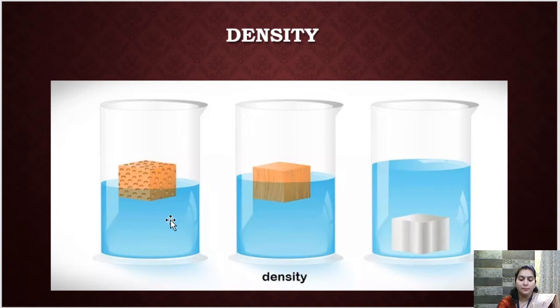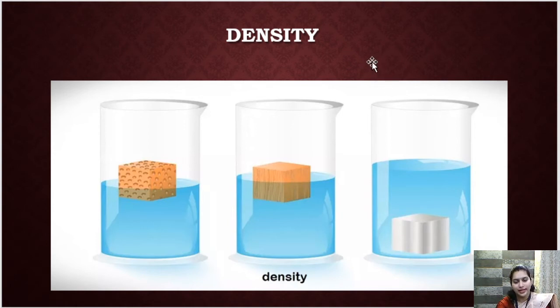अगर किसी भी मटेरियल की डेंसिटी वाटर की डेंसिटी से कम है तो वो फ्लोट करेगा. अगर उसकी डेंसिटी वाटर की डेंसिटी से ज्यादा है तो वो सिंक कर जाएगा. So we have floating and sinking. Floating means तैरना, sinking means डूबना. Okay. अगर वेट ज्यादा है तो डूब जाएगा, अगर वेट कम है तो वो तैरेगा. Got it? So this is density.